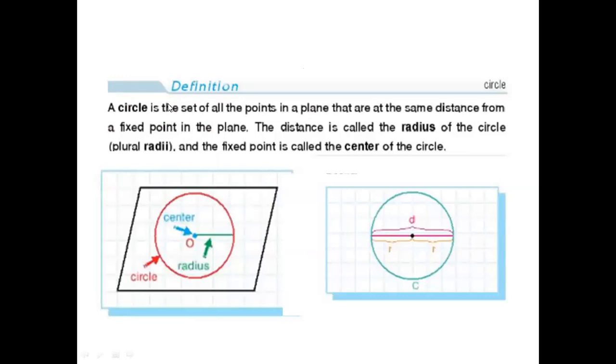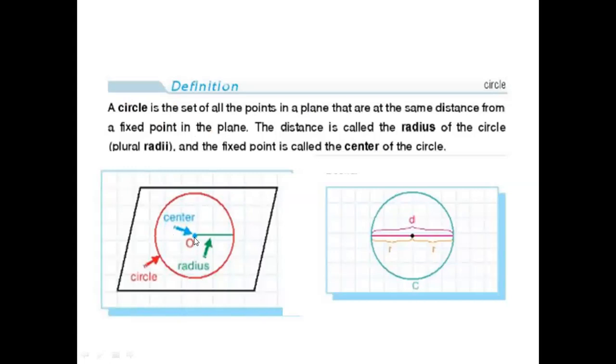It means here we must have a fixed point, and look, here we have a plane, a connection of infinitely many points, and here we have a radius. So from this radius, if you take any point from this line, the distance is the same. The definition talks about this: a circle is a set of all points that are the same distance from a fixed point. So this one is a circle.